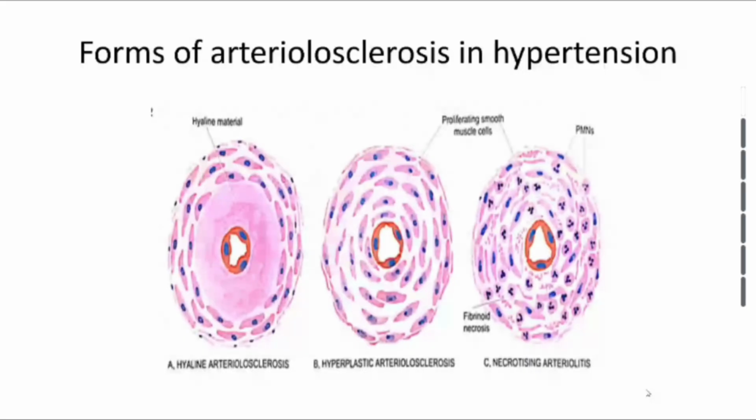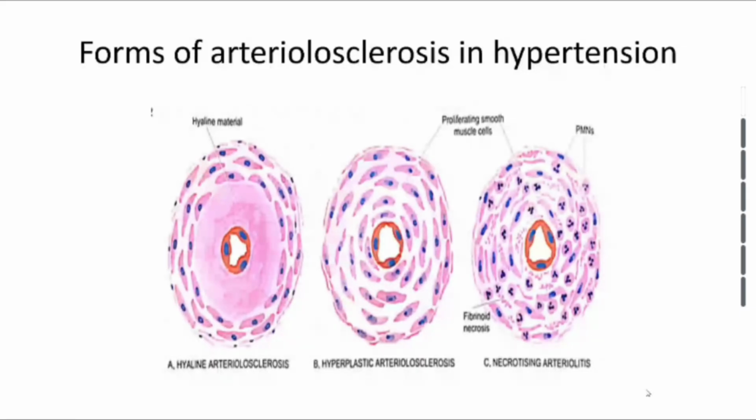And you look at the first one there, hyaline arteriolosclerosis. There is hyaline material that is accumulating within the tunica intima and partly in the tunica media. And of course, the effect that has is narrowing of the lumen.